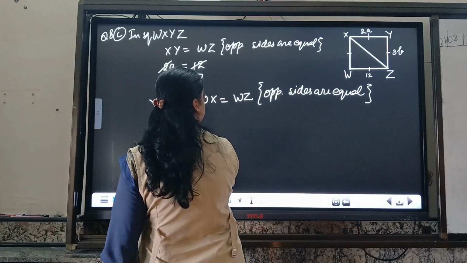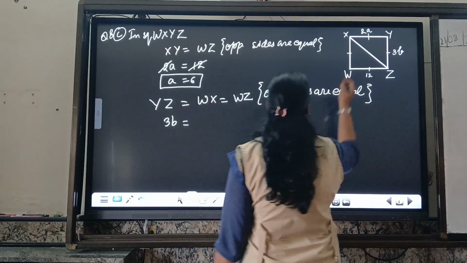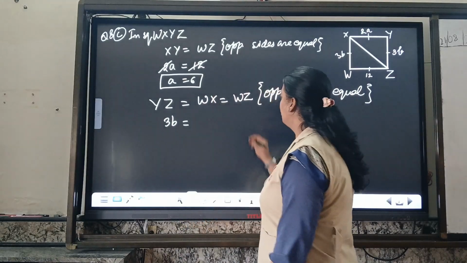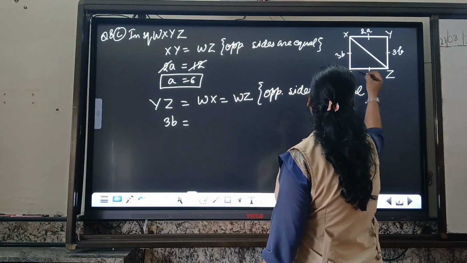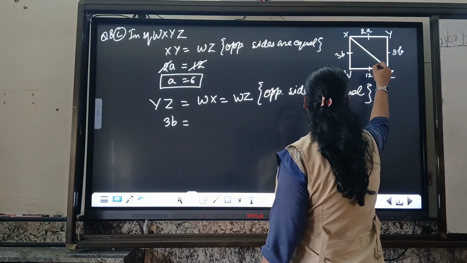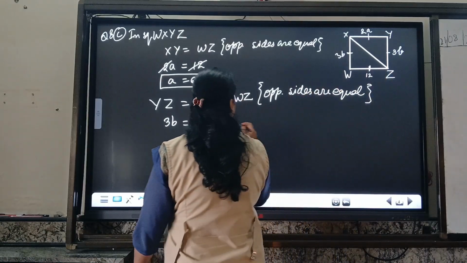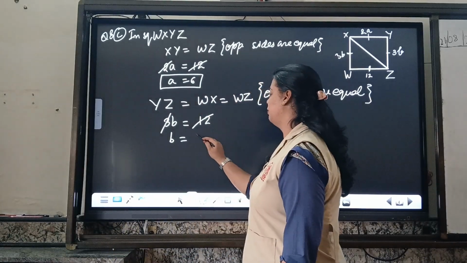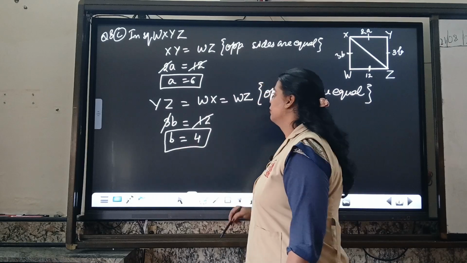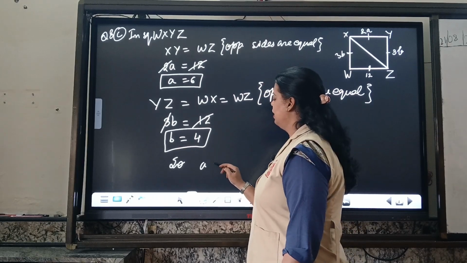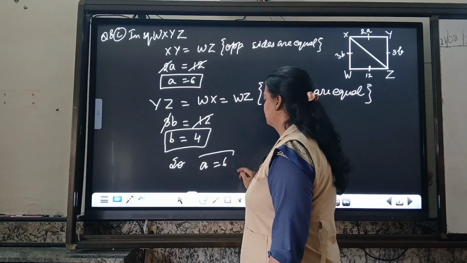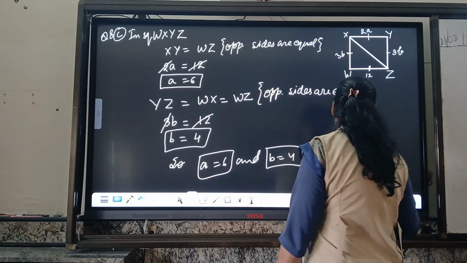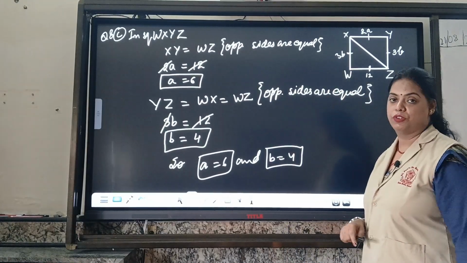So YZ means 3b. If I write WX, it will again be 3b because the opposite sides are equal. But one more relation I have given to you, that WZ is also equal to XZ because the single stroke shows that their measurement is the same. So 3b directly can be written as equal to 12. So 3 and 12 we will cancel and b is equal to 4. So we can write a is equal to 6 and b is equal to 4. Unit we can write as a measurement. Now we will go for the next part.